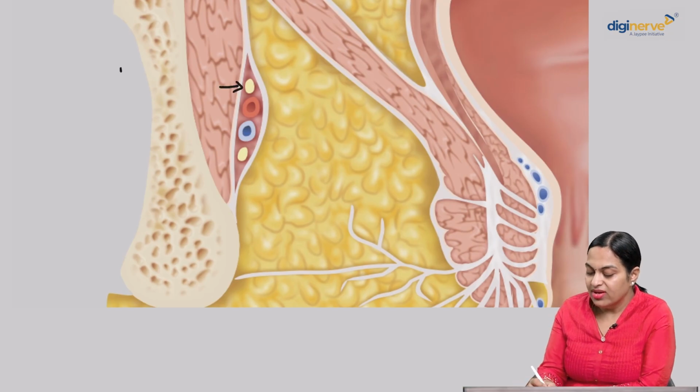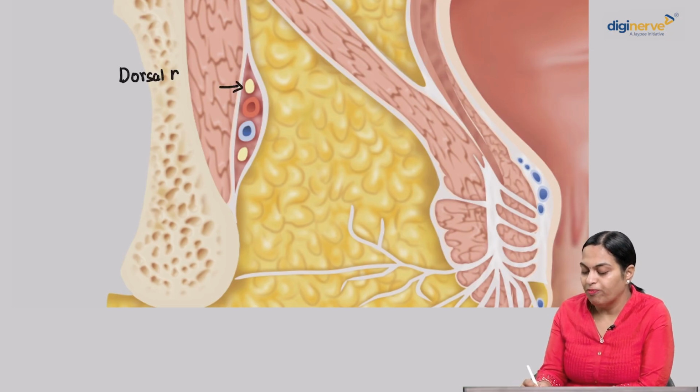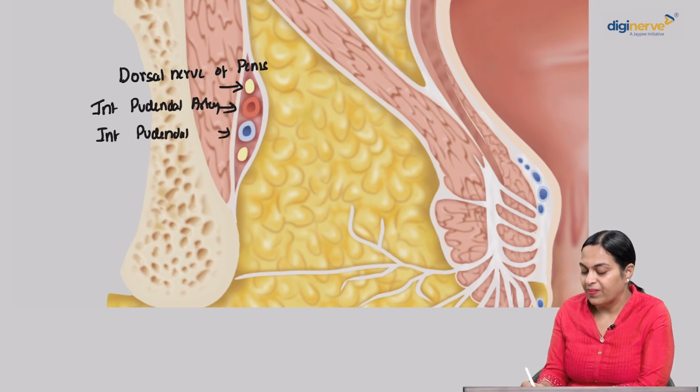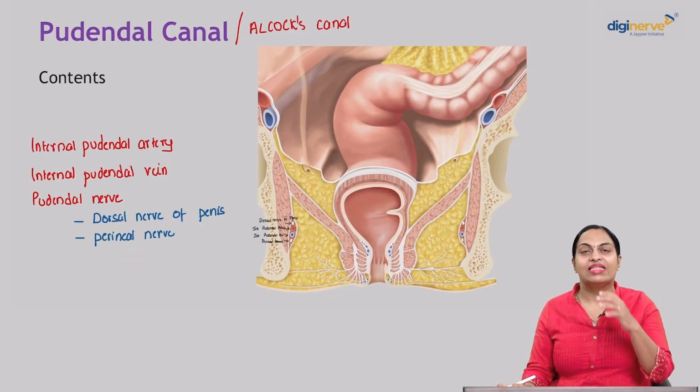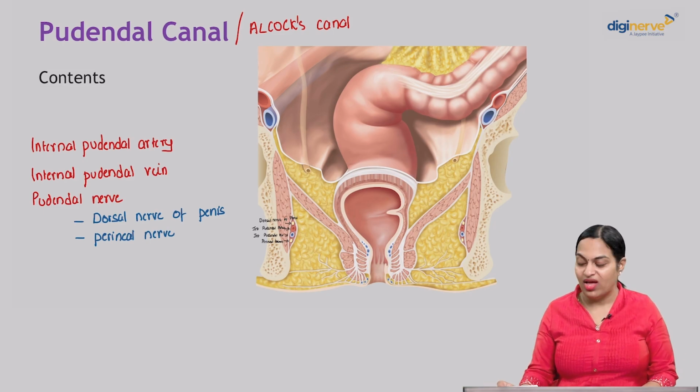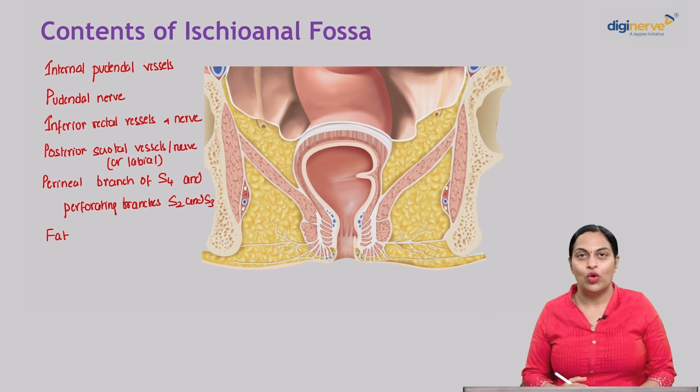This one here is the dorsal nerve of the penis or clitoris. And this one here is the internal pudendal artery. And here the internal pudendal vein. Right? And this is the perineal branch of the pudendal nerve. So this is the arrangement of structures in the pudendal canal or Alcock's canal, which lies in the lateral wall of the ischioanal fossa. Now, what are the contents of the ischioanal fossa?